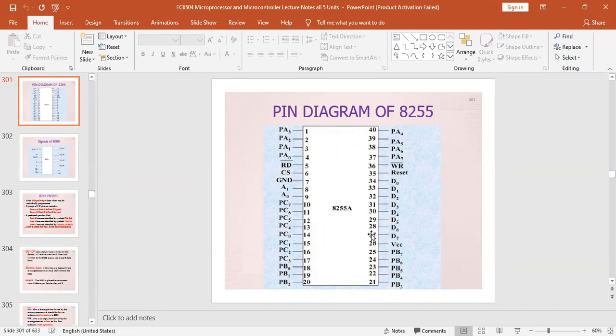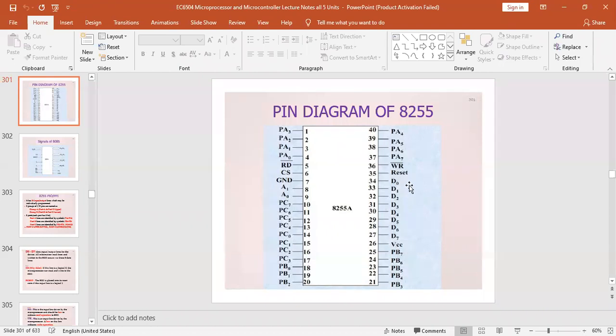And with this, we are going to use data lines D0 to D7. It's of 8 lines. So totally 32 pins out of 40 are used for port A, port B, port C, and for data lines. And the remaining only 8 pins are there. These 8 pins are meant for read bar, chip select CS bar pin, ground, A1, A0, then WR bar, reset, then VCC last. That's all. You know about this.